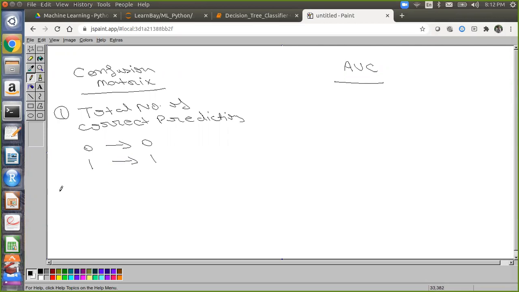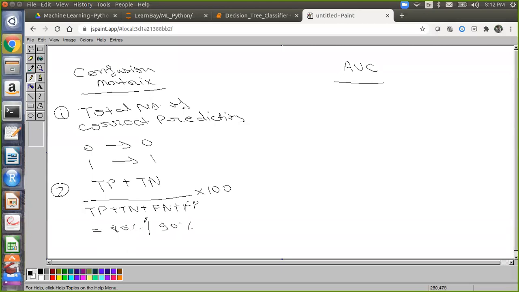Agree? Now if I want to calculate percentage accuracy, how can I calculate it? Basically your diagonal, true positive plus true negative, divided by true positive plus true negative plus false negative plus false positive, into 100 will give me the accuracy. 80% or 90%, whatever the accuracy is will come to you. So these are the two points about confusion matrix.